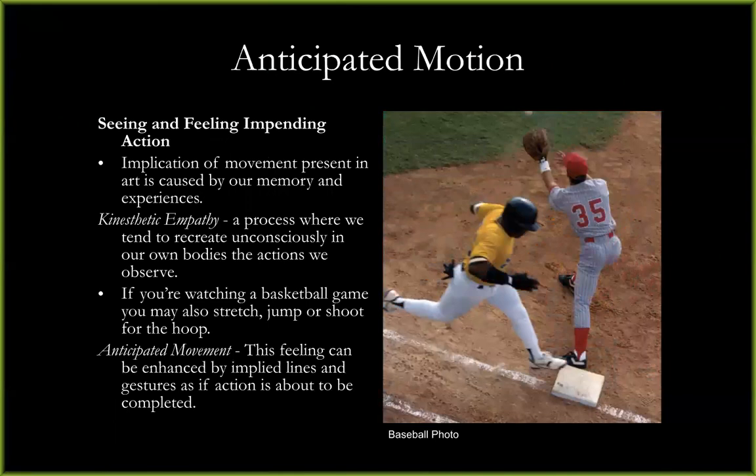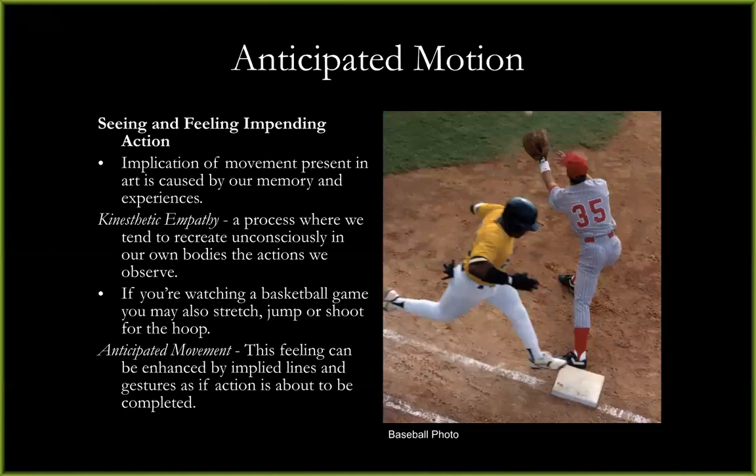When you're trying to create a sense of action, you want to create an anticipated moment or an anticipated movement, or a tense space, as they call it, as you can see in this baseball photo. So in order to convey motion, we have to ask the viewer to feel what it's like to have this motion. That's called kinesthetic empathy. And that is when we, the viewer, recreate in our own bodies the actions we observe.